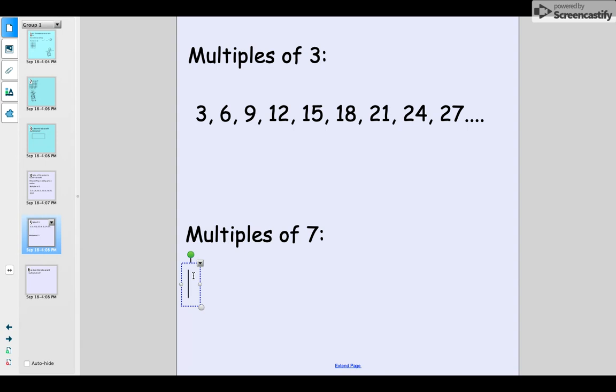Let's try the multiples of 7. 7 plus 7 is 14, plus 7 is 21, plus 7 is 28, and you can keep going. The same thing would happen. If I wanted to know what 7 times 4 was, I would go 1, 2, 3, 4, and 7 times 4 is 28. So I'm able to use the multiple towers that I make to help me solve multiplication facts.